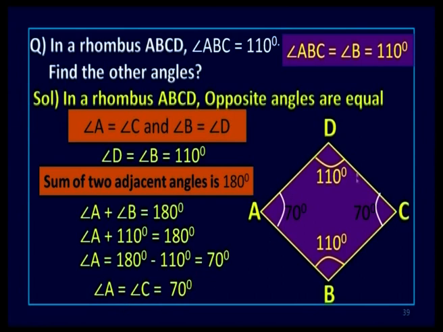Children, from this what you can understand here? Yes, in a rhombus, if one angle is given, you can find the remaining three angles. How to find, children? Yes, it's very simple. In a rhombus, opposite angles are equal and in a rhombus, the sum of two adjacent angles is 180 degrees.